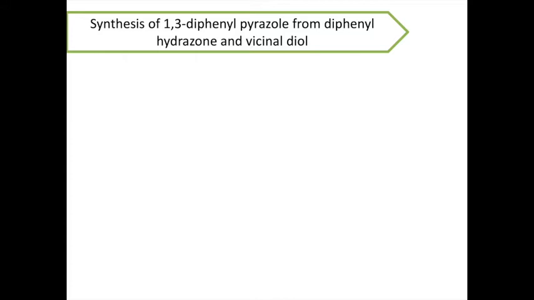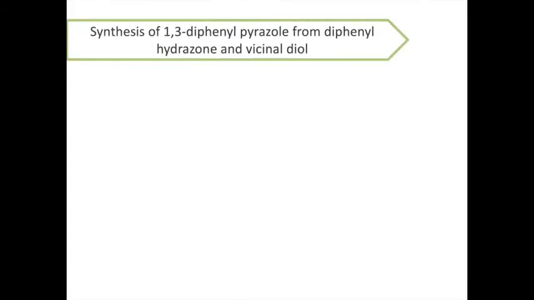Pyrazole, when it is substituted at the first and third position, is known as a 1,3 disubstituted pyrazole. Here, in that substitution, we have substituted a phenyl ring, so it is known as a 1,3 diphenyl pyrazole. So let's have a look at the principle of the synthesis.